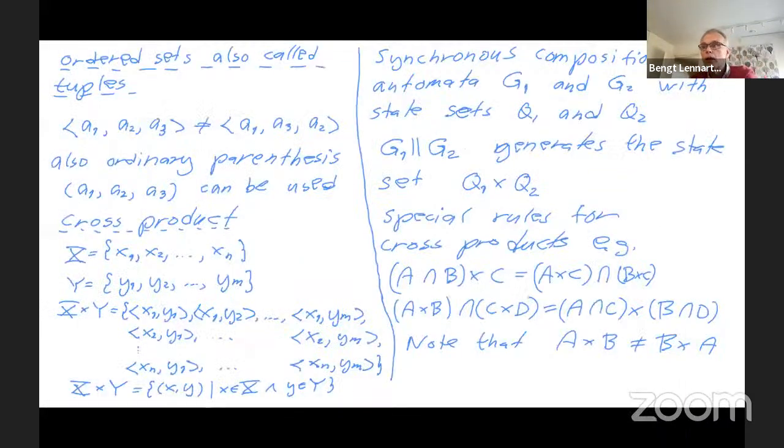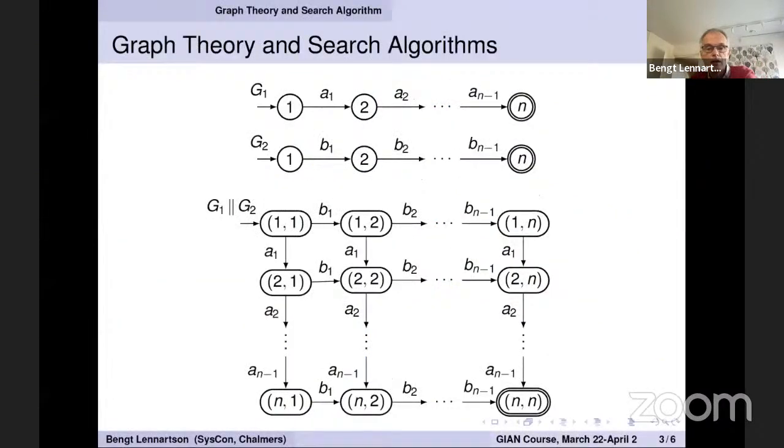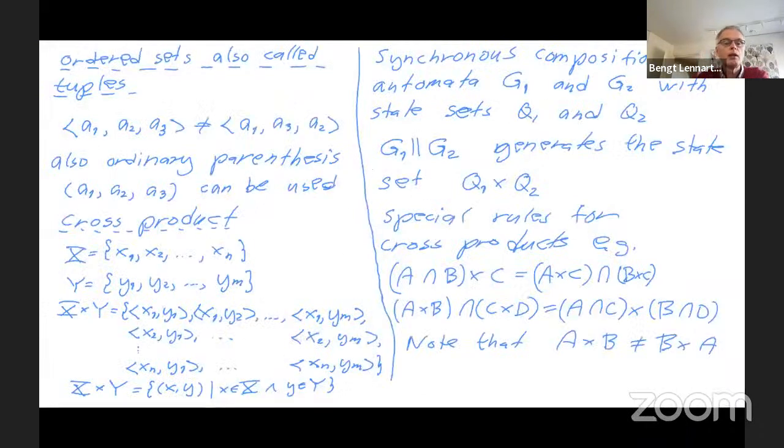So then I don't have many more slides. I think it's actually only 2 slides. Just a quick summary of what is also called ordered sets or tuples. In that case, if I write A1, A2, and A3, the order matters. So that is not equivalent to A1, A3, and A2.